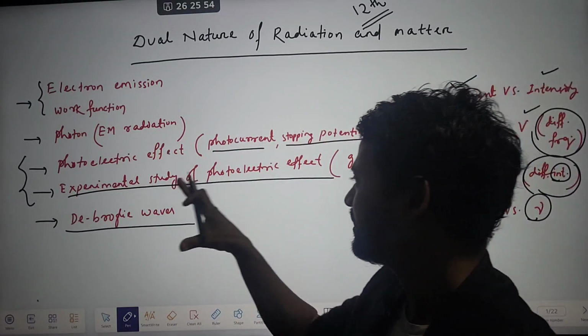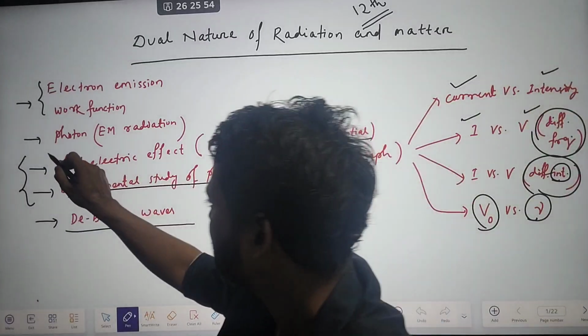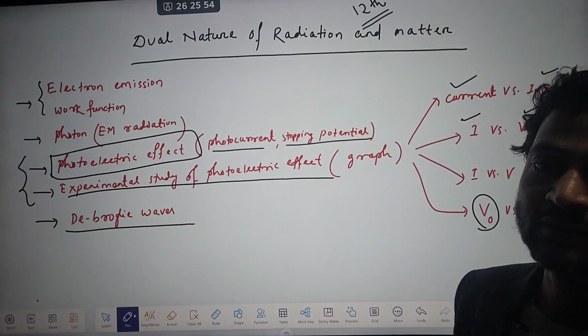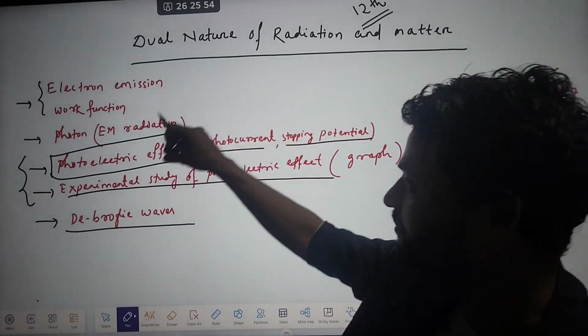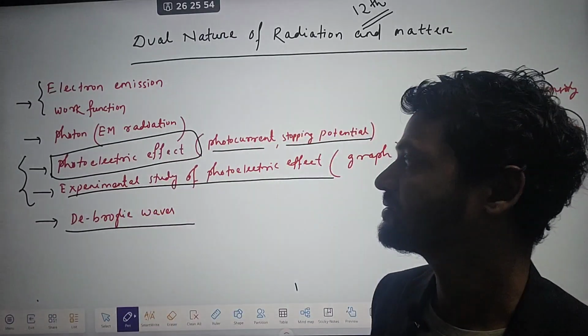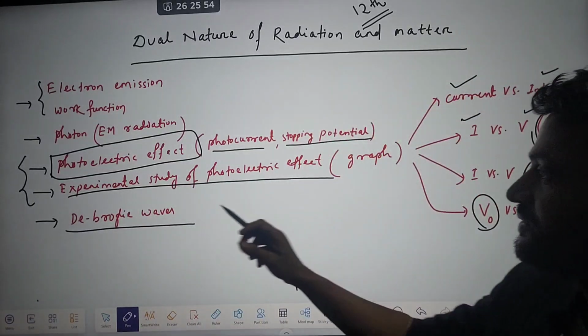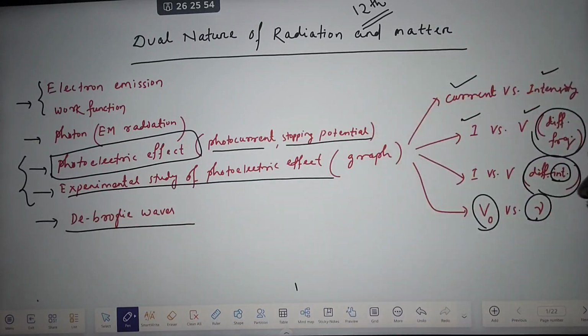And then we need to study some graphs. From this portion you will be getting numericals. The formula I will tell you, the Einstein photoelectric equation formula, from that formula you may get numericals from this section. And from this section you may get graphs, which is the experimental study of the photoelectric effect.